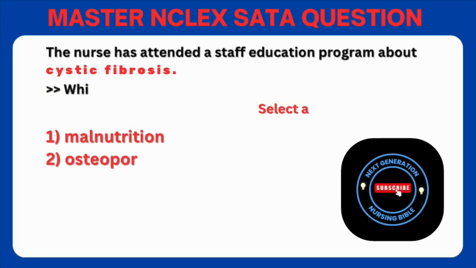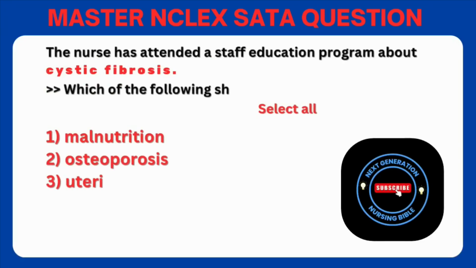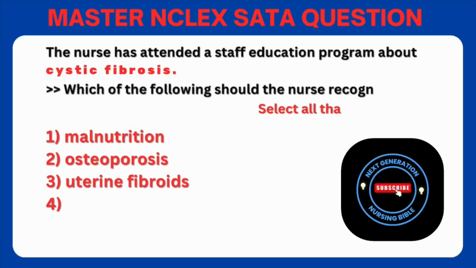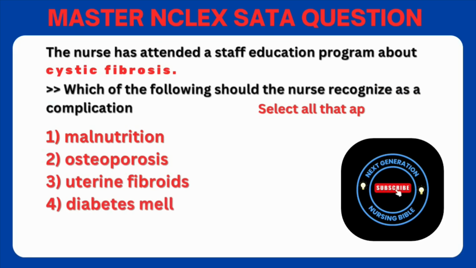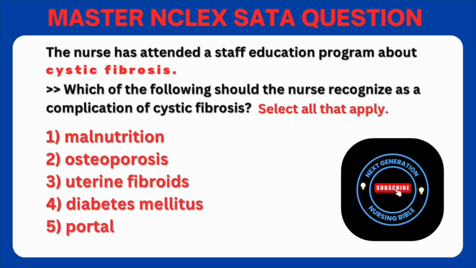Today's question of the day says, the nurse has attended a staff education program about cystic fibrosis. Which of the following should the nurse recognize as a complication of cystic fibrosis? Select all that apply. So we know cystic fibrosis is caused by a genetic mutation that causes the secretions that are made normally by the body to become more viscous, or thicker, also called hyperviscous, which can affect a lot of organ systems. So let's keep that in mind.